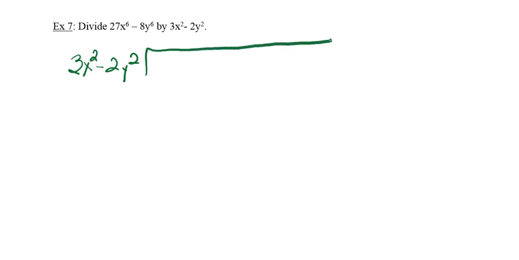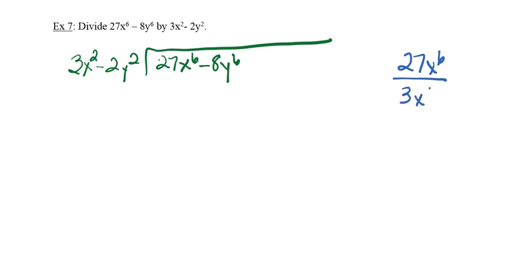We're going to take that into 27x to the 6th minus 8y to the 6th. So let's see what happens here. So my first term is the 27x to the 6th on the inside. I'm dividing by the 3x squared.